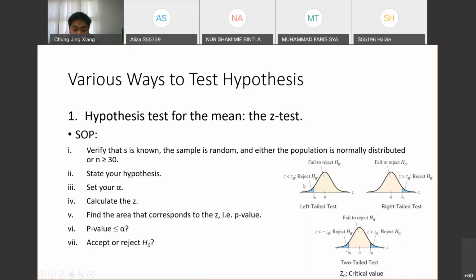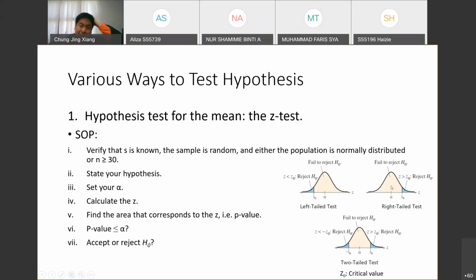Let's say you decide the alpha to be 0.05. You go and look up the critical value. If you are doing a right tail test, meaning more than, you also find the critical value. They have this table.